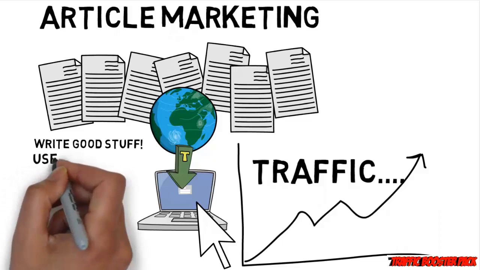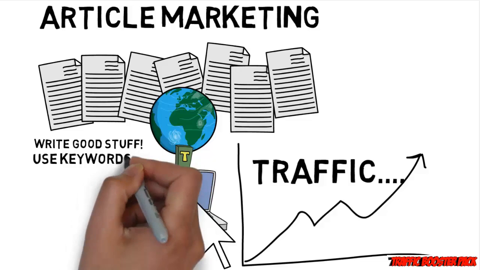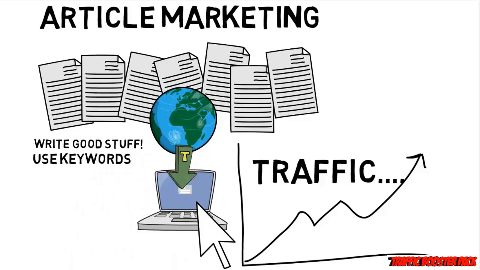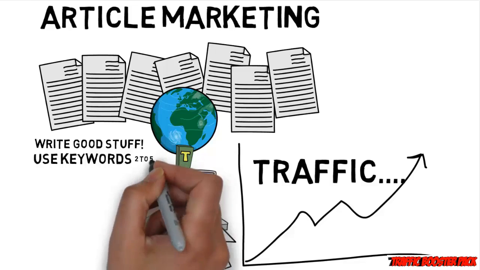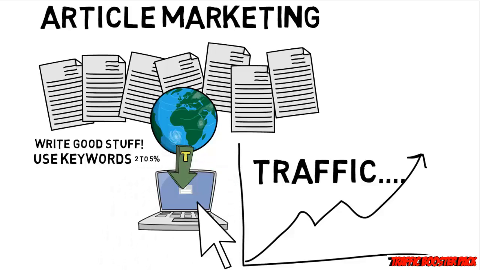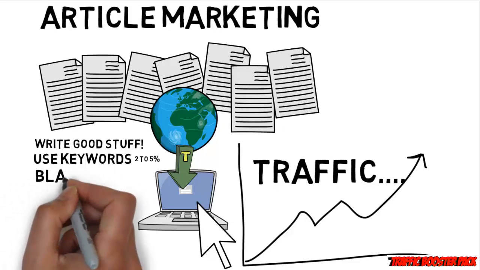You need to use keywords. Keywords are searched words, words that will get your article noticed on search engines. Make your keywords specific and use them about 2 to 5% in each article. Any more than this and your article could begin to sound like an advertisement, or you could be blacklisted.